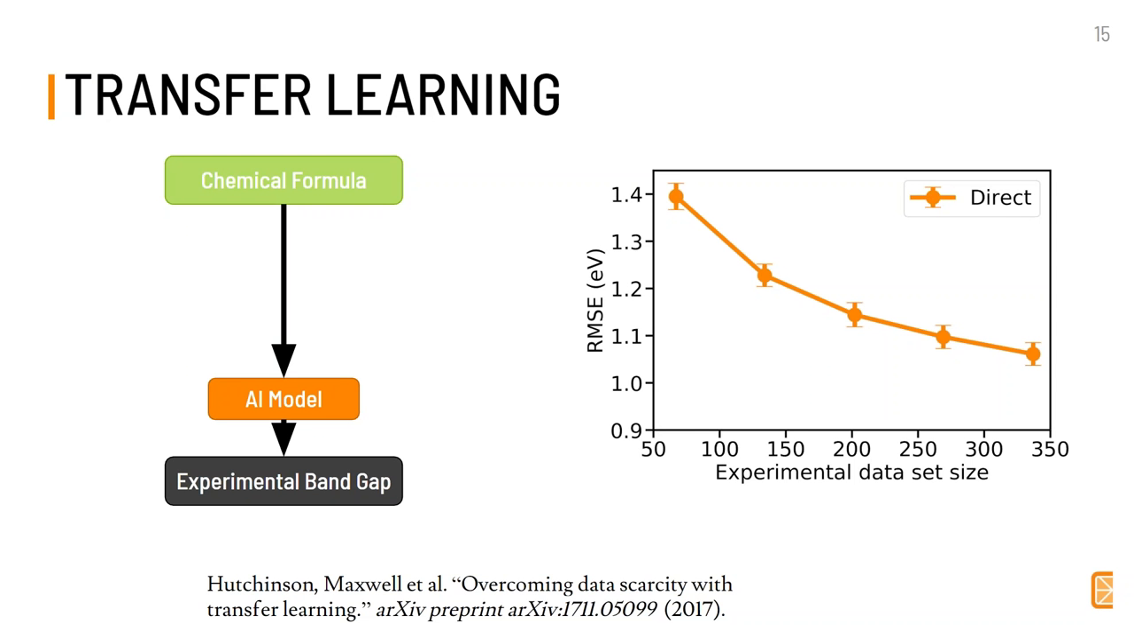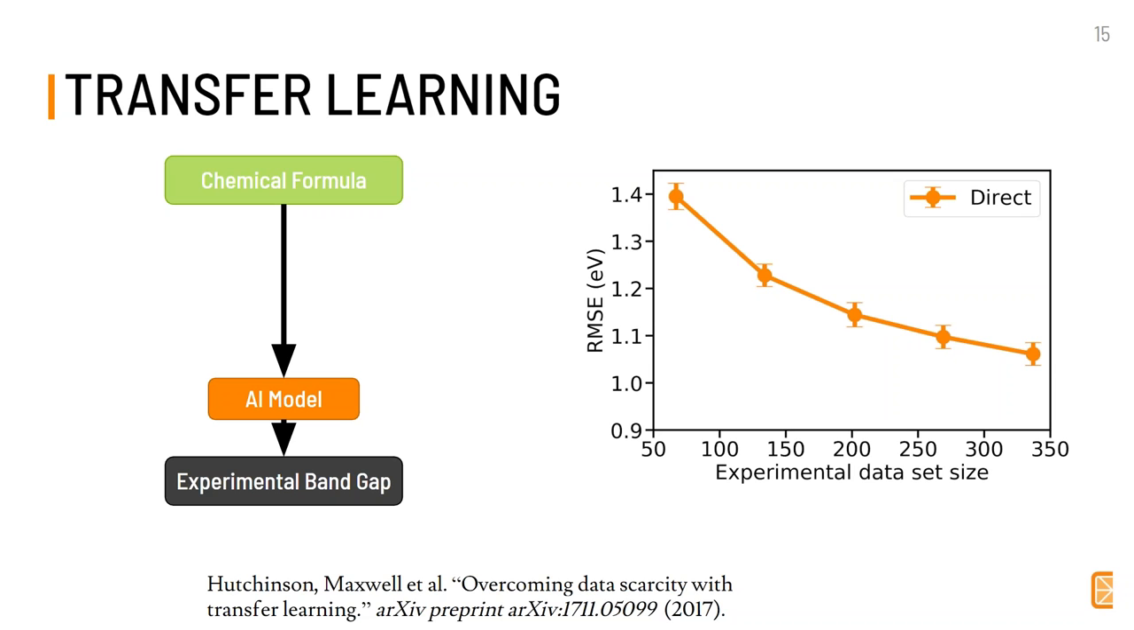So to give a concrete example, we're gonna go back to DFT in a moment, but talking about band gaps, let's say that we have a relatively small data set of experimental band gaps. So we have chemical formulas, we also have some information about processing and some of the contextual information, but for simplicity, chemical formula, and we have experimental measurements of band gap, and we want to train a model to predict experimental band gap.